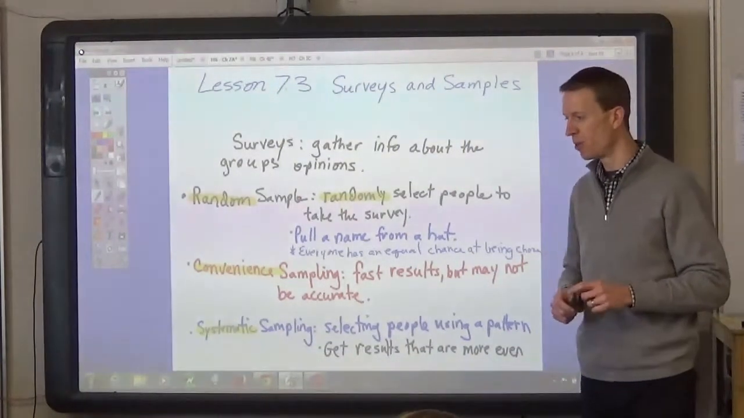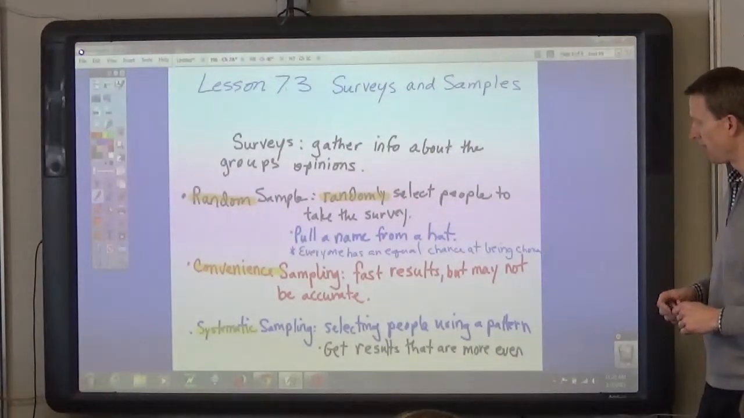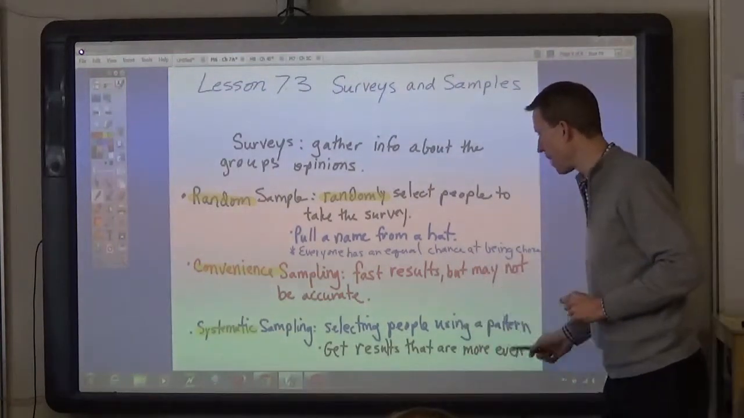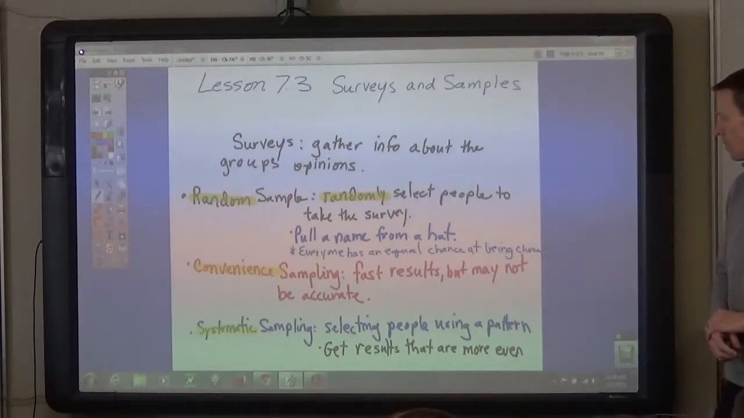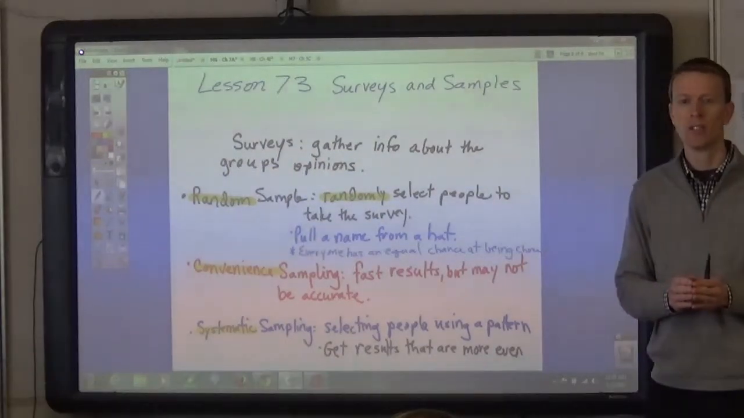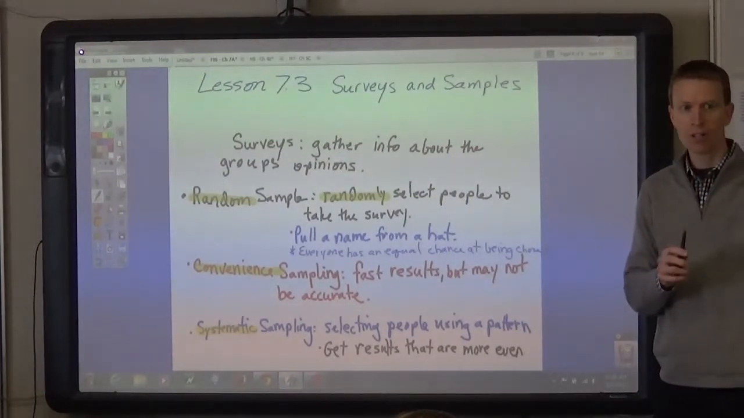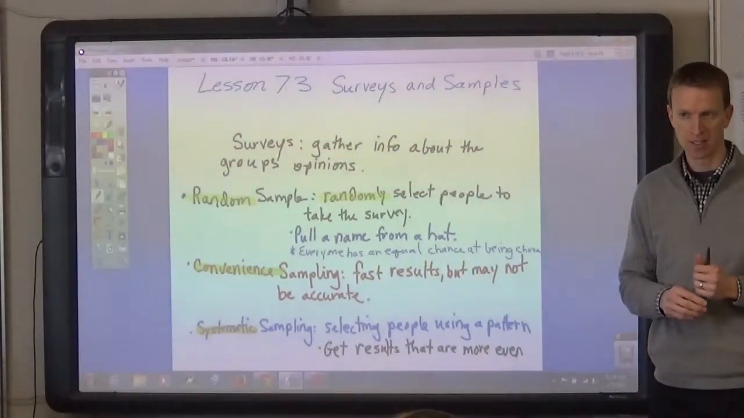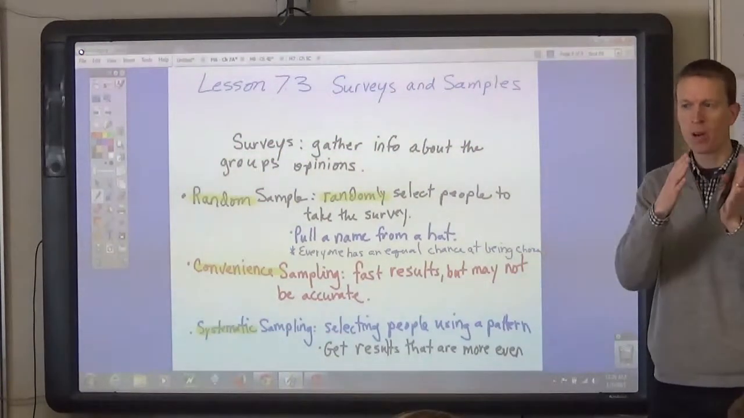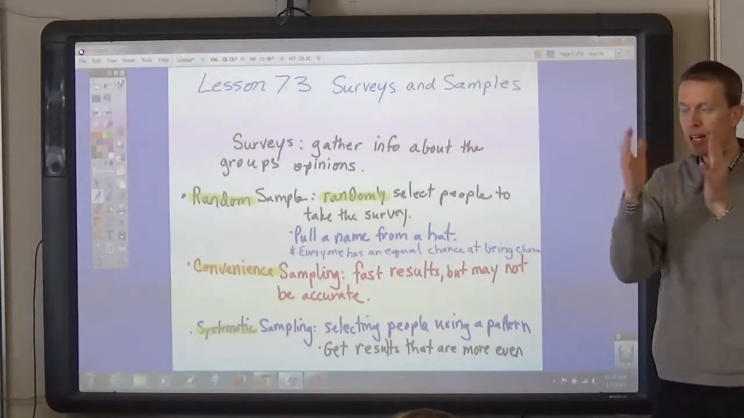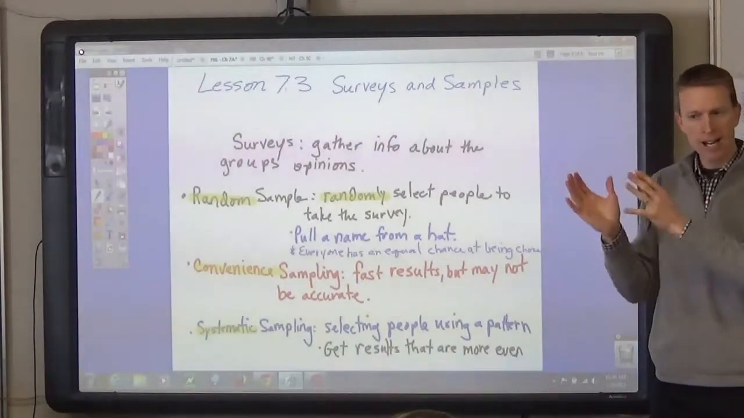So there's another type of sample you can use, and that's called a systematic sampling. And that is where we would want to select people using a pattern, getting results that are more even. Okay? So in that case, maybe you'd want to choose 4 boys and 4 girls from each class, and ask them their opinions. That would be a systematic way of selecting an even number of boys, an even number of girls, 8 from each class. You see how that's systematic?